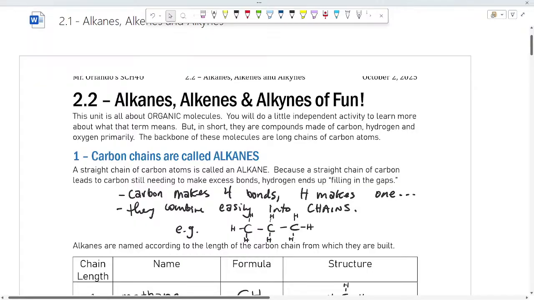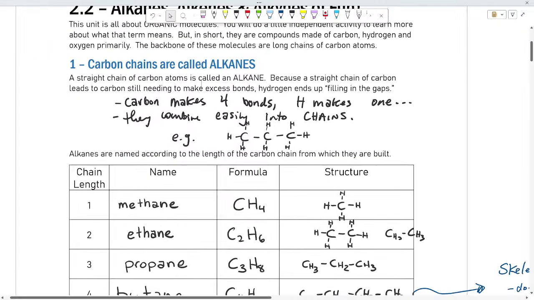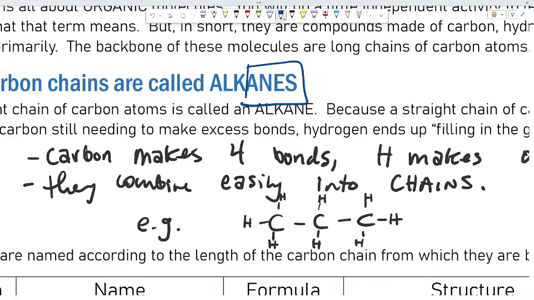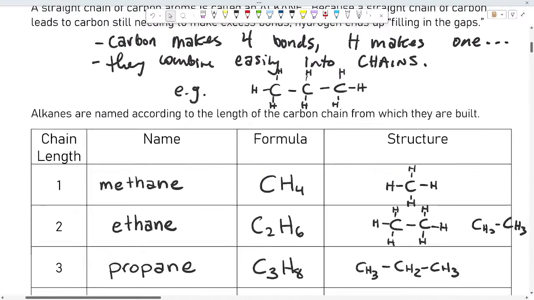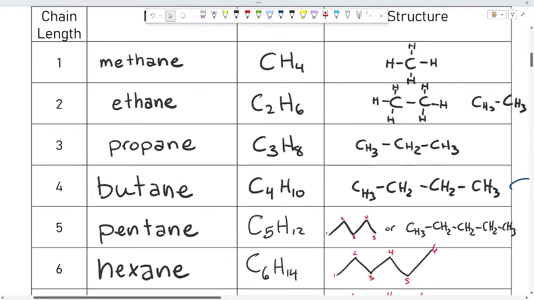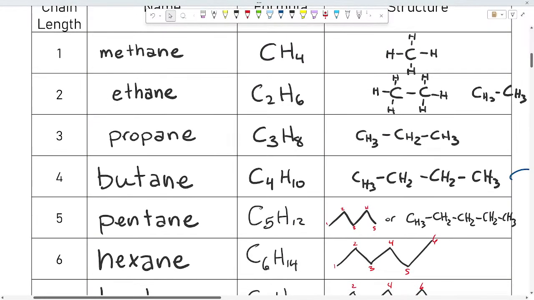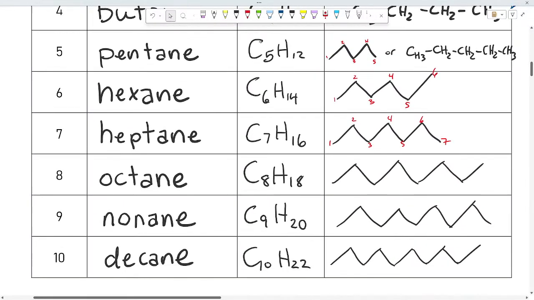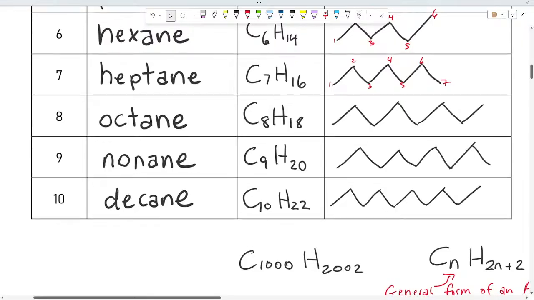And you're going to notice that in the naming, all of these names end in ane, right? So a single carbon is a methane. A chain of 2 carbons is an ethane. 3 is? 4 is? And after that, they start to get logical. 5 is? 6 is? 7 is?